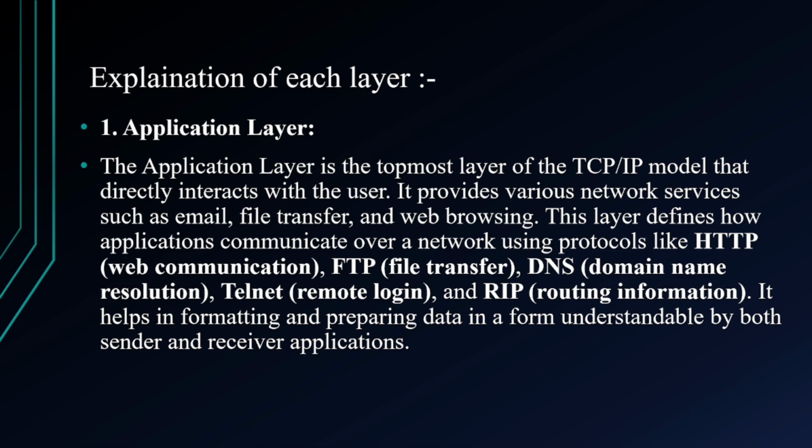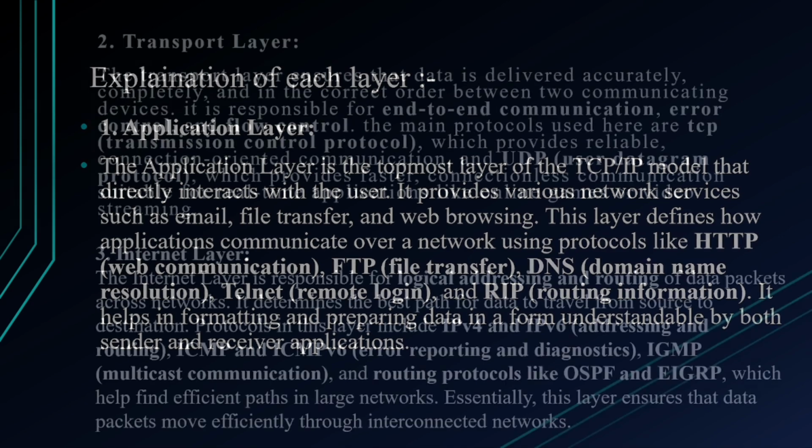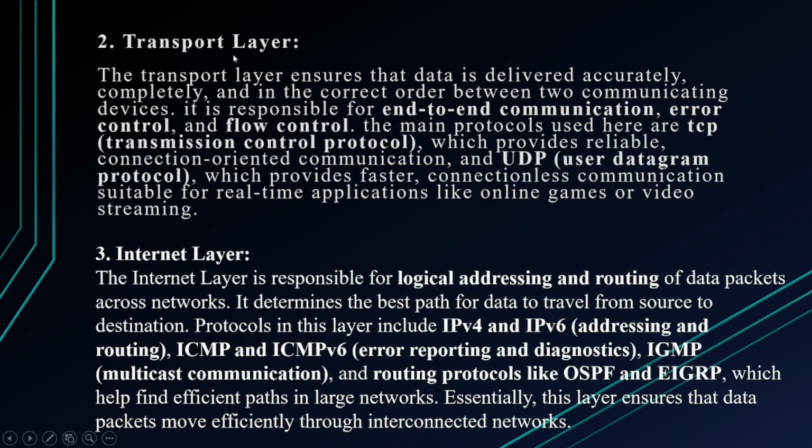Now, let's move to the second layer, the transport layer. This layer has a very important job. It makes sure your data arrives at the right place, in the right order, and without any damage. What does this layer actually do? First, it handles end-to-end communication, meaning it ensures that data gets from the sender all the way to the receiver correctly. Second, it does error control. If something goes wrong or data gets corrupted during the transmission, this layer detects it and fixes it. Third, it does flow control. This means it controls the speed at which data is sent. If the receiver can't handle data coming too fast, the transport layer slows down.